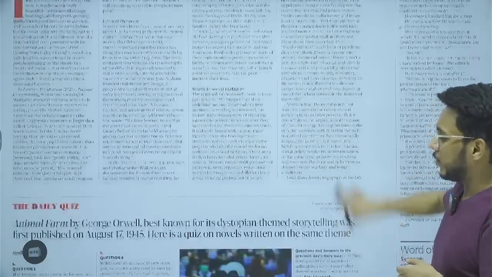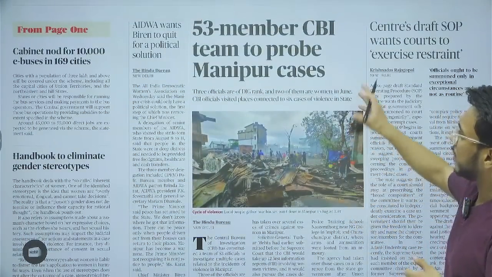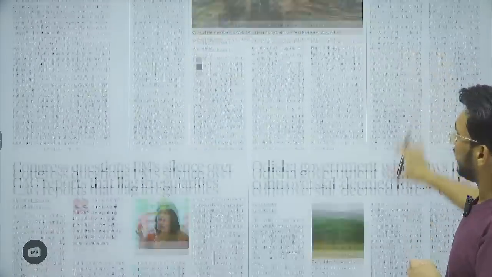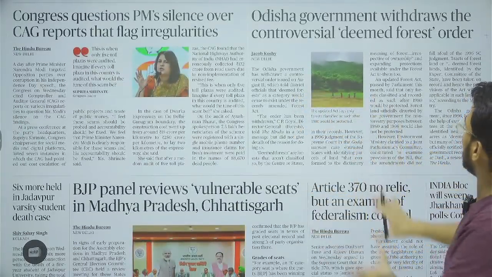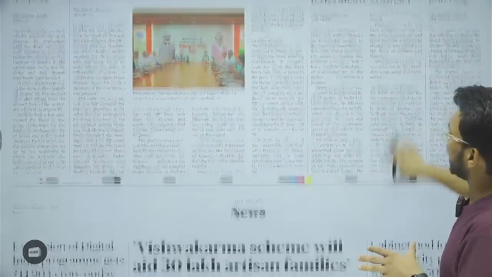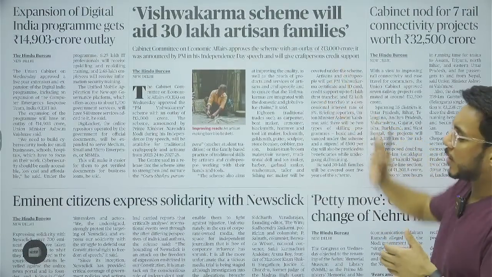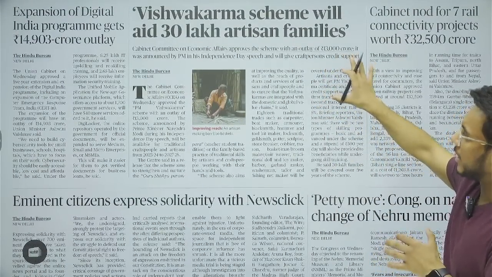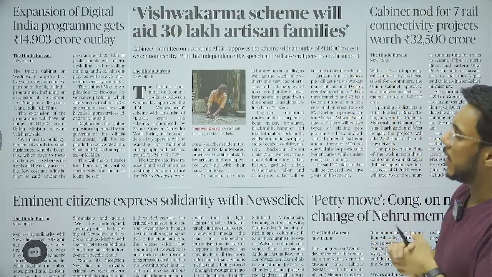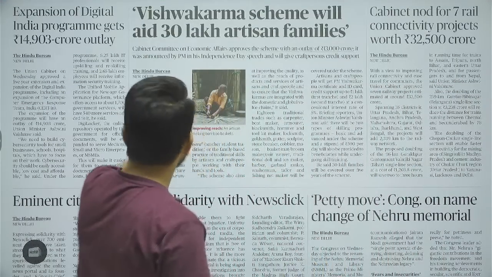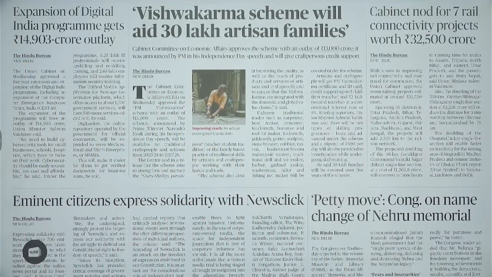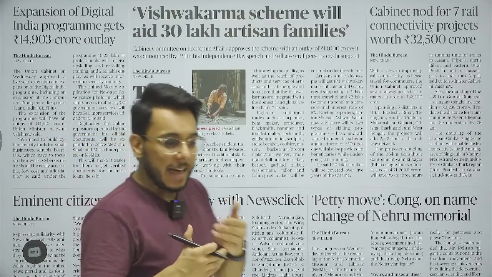Okay. Then moving on, 53-member CBI team to probe Manipur cases, fine. Then we have these political statements etc. Moving on, here we have an important article, Vishwakarma scheme will aid 30 lakh artisan families. We'll take this article. And then, Expansion of Digital India programme gets around 15,000 crore rupees outlay. Basically, guys, understand that the Digital India technologies, their application have increased in governance, in the economy, everywhere.